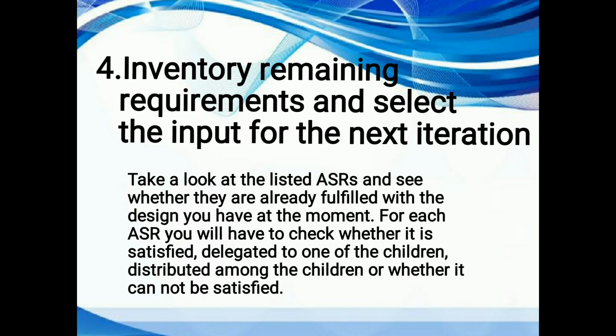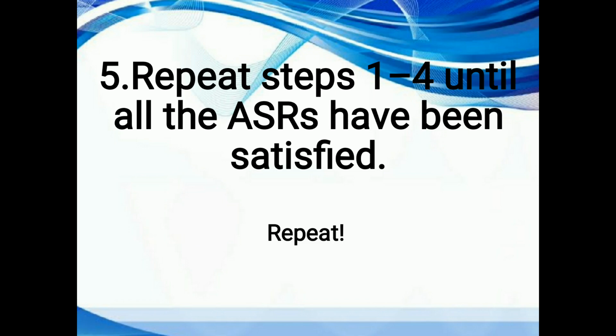In a step 1 of the iteration, one of the possible outcomes of step 4 is backtrack, meaning that an important requirement was not satisfied and cannot be satisfied by further elaborating this design. In this case, the design needs to be reconsidered. That is the fifth step: repeat steps 1 to 4 until the ASRs have been satisfied.